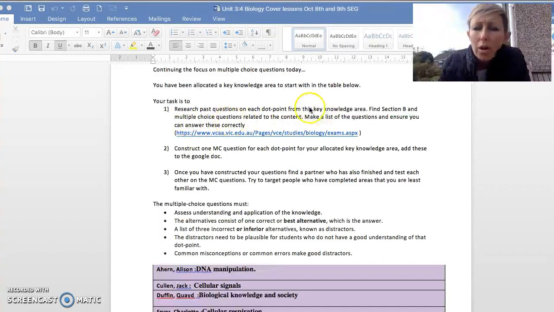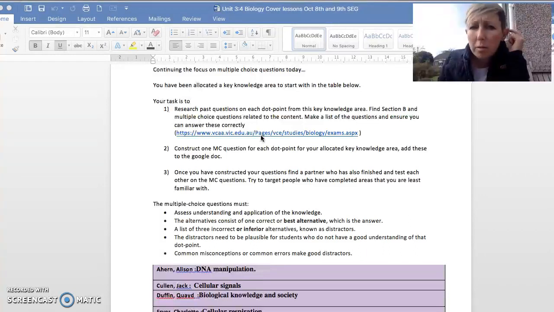So look at the area I've allocated you. Scan through some papers. I'm sure there's some paper copies along the bench still, and you'll find the electronic ones by clicking on this link. Extract some of those questions that relate to the key knowledge area I've allocated, and make sure that your understanding is strong in that area, and then construct one multiple choice per dot point. Okay, some of you have heavier content areas than others, and that's just how the study design goes.